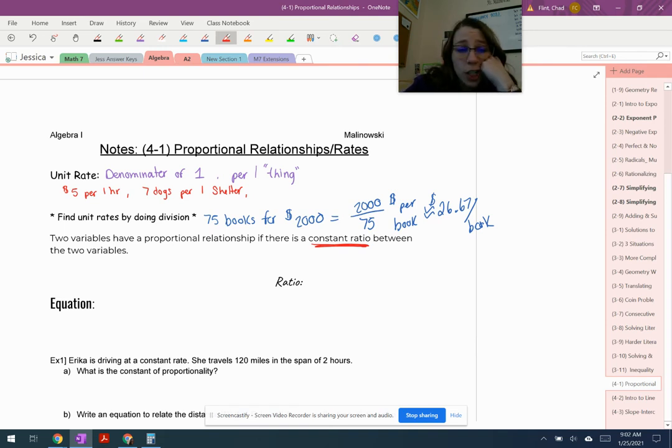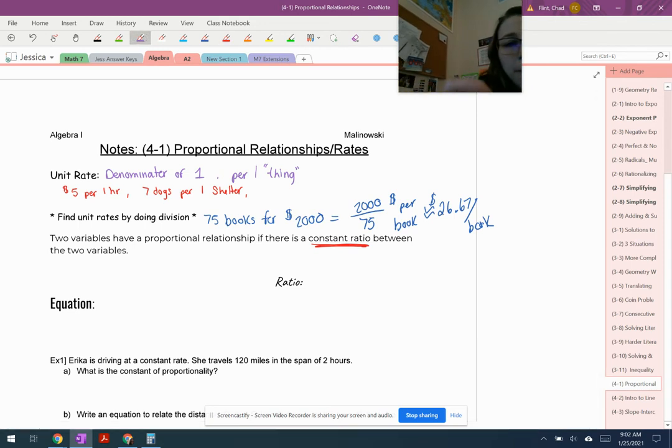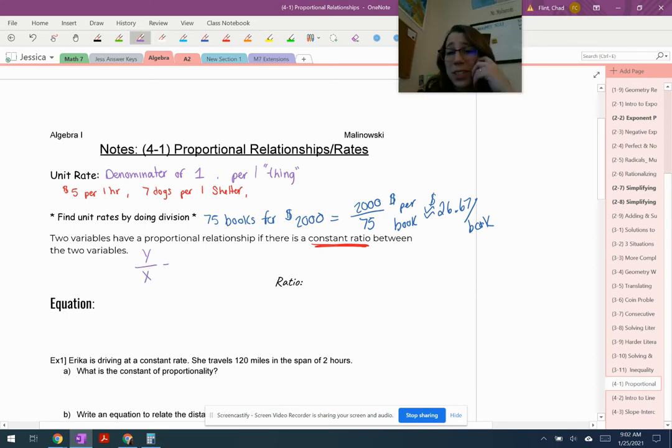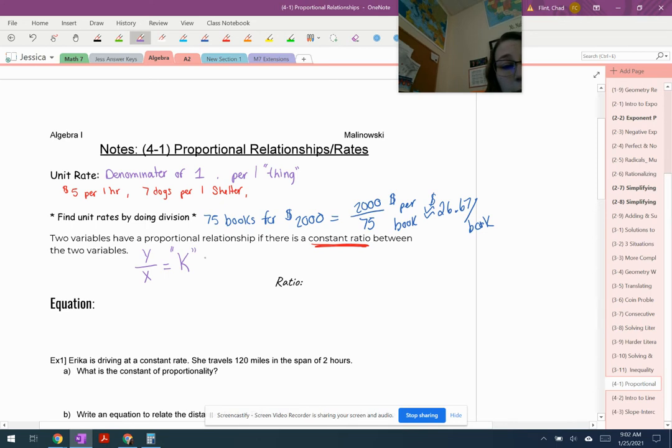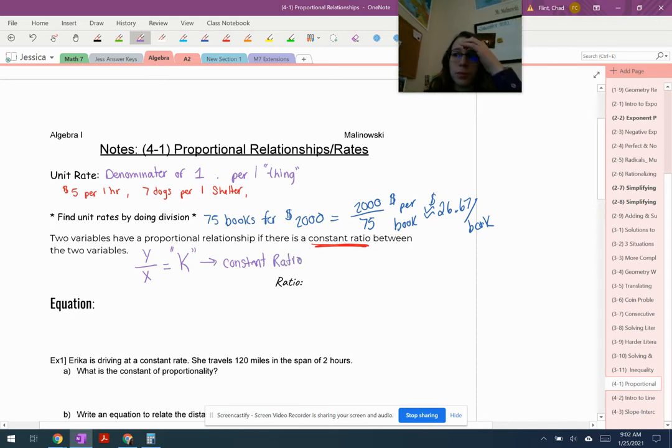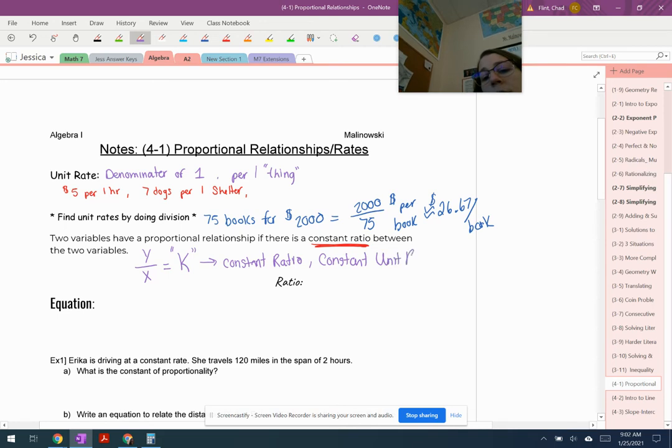The equation: constant ratio between the two variables. We're going to write something about that. So the two variables that we use most commonly are x and y, right? We don't always have to use x and y, but we usually use those. Those equal what is called a k, or that constant ratio, which is also known as a constant unit rate. That's why that comes into play.